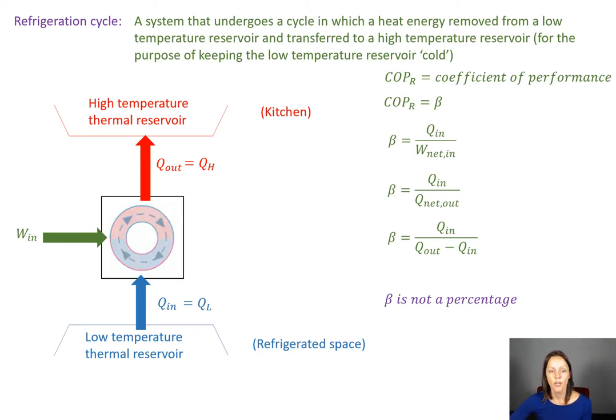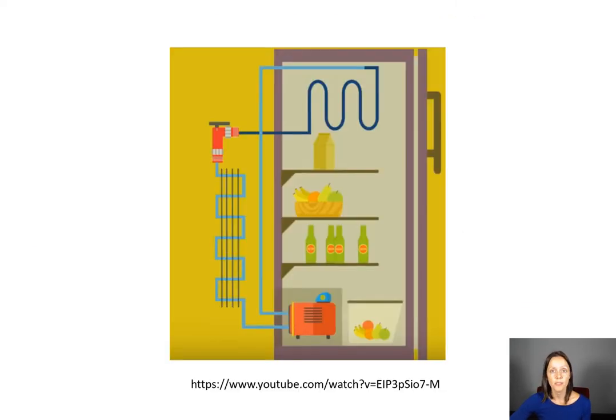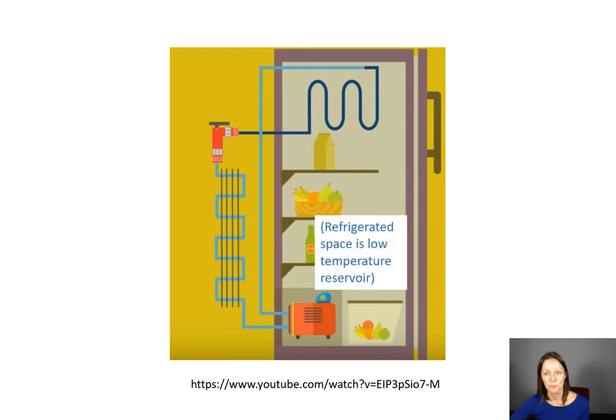All right, so when we talk about cycles in this class, we're analyzing them as a black box, but there is something going on inside that black box. And I just wanted to point out, well, what's going on with your refrigerator? So here's a refrigerator. That might be what your refrigerator looks like. Refrigerated space is inside. That's your low temperature reservoir. And the kitchen is your high temperature reservoir.